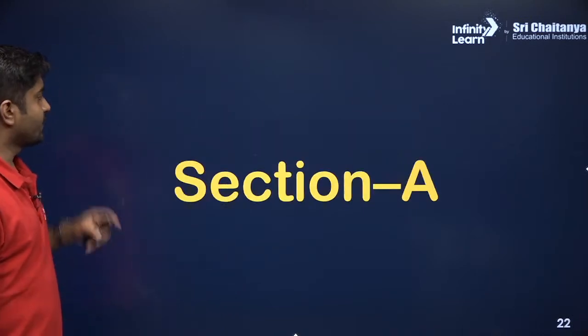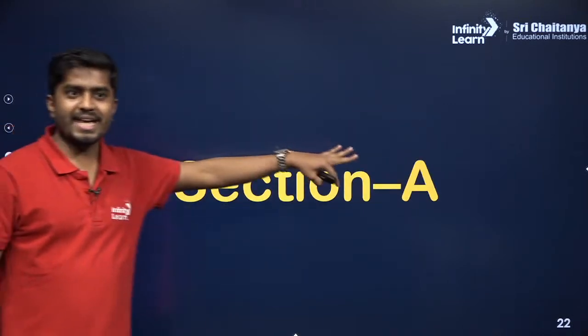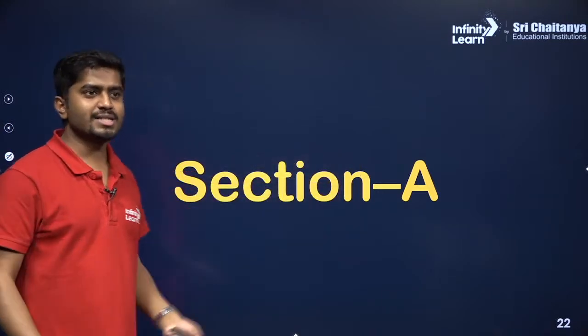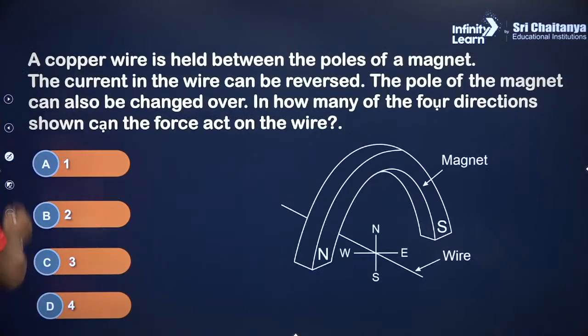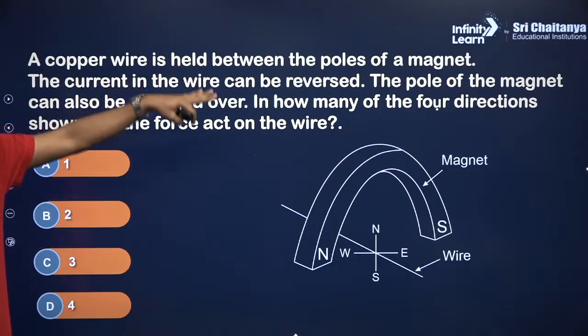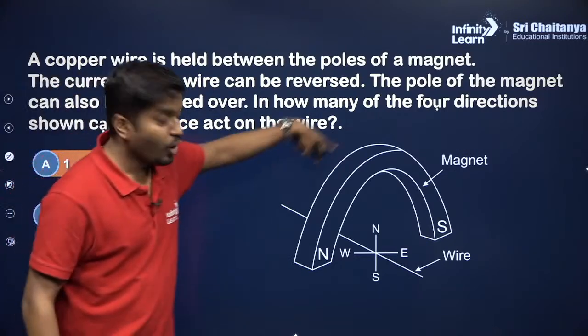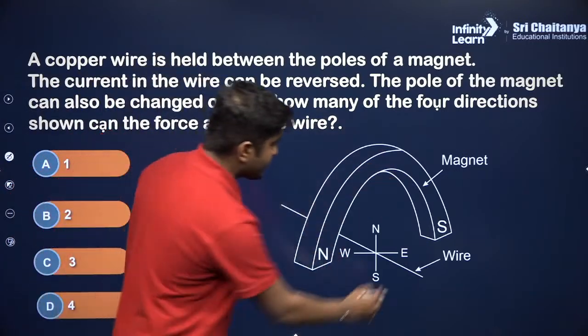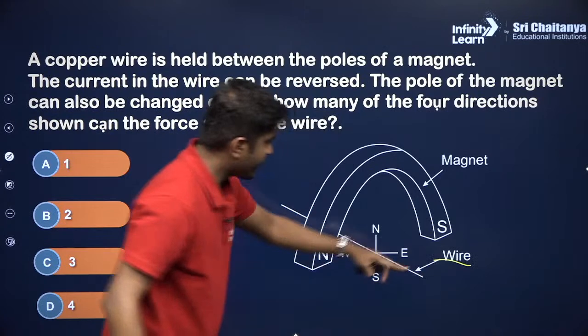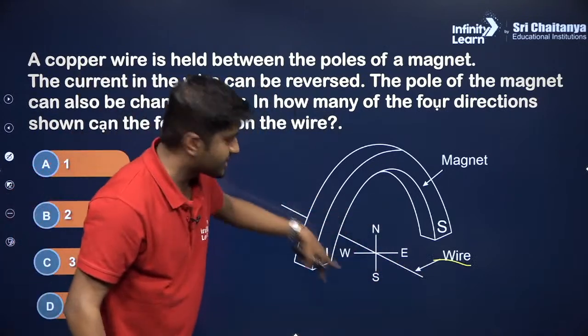Okay, great. So section A, the easier one, objective questions. Let's find out. Okay, read. The copper wire is held between poles of a magnet. You see, this is a horseshoe magnet. This is a copper wire. This one here is the wire. Okay. And these are the directions.